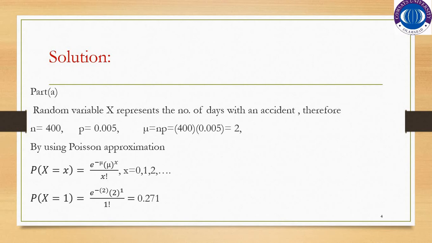So here in part A, random variable x represents the number of days with an accident. And as you know, n is equal to 400, p is equal to 0.005. So mu will be equal to n times p, which is 400 times 0.005, which is equal to 2. So by using Poisson approximation, the probability distribution function is e raised to the power minus mu, mu raised to the power x over x factorial, where x is equal to 0, 1, 2 and so on.